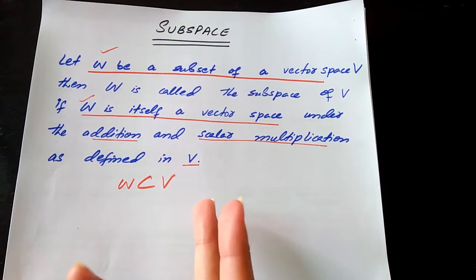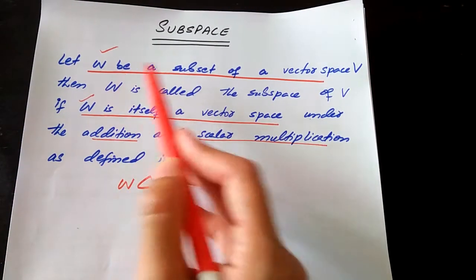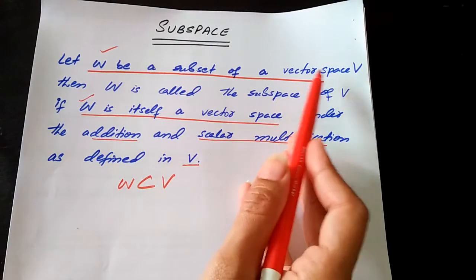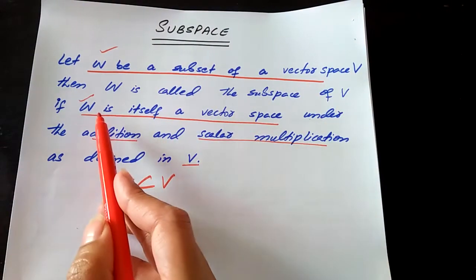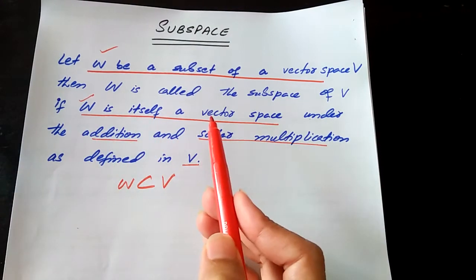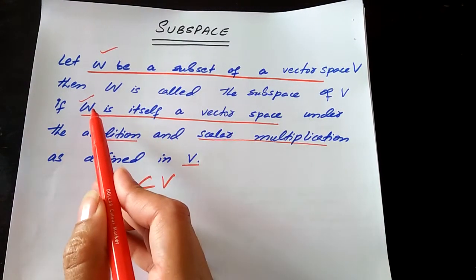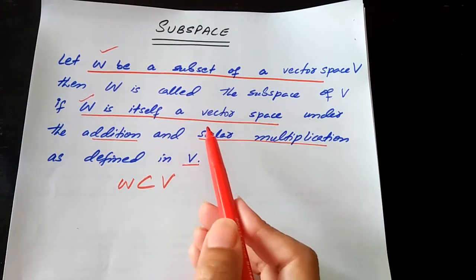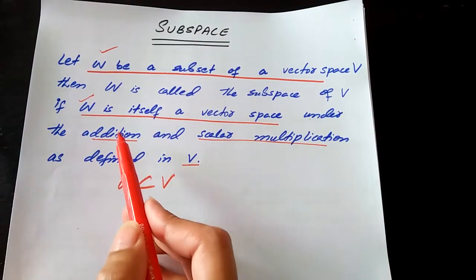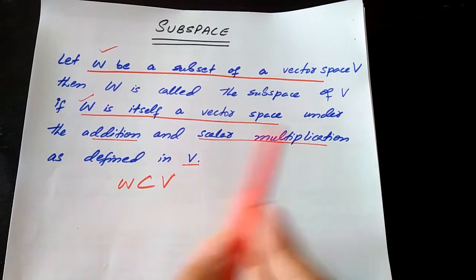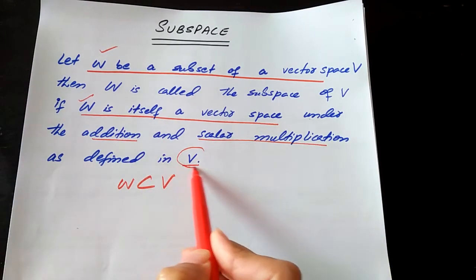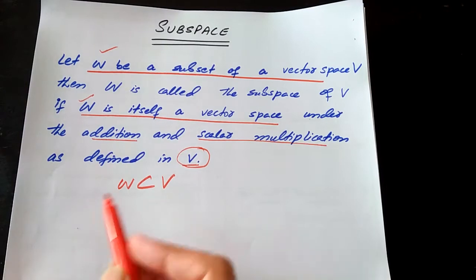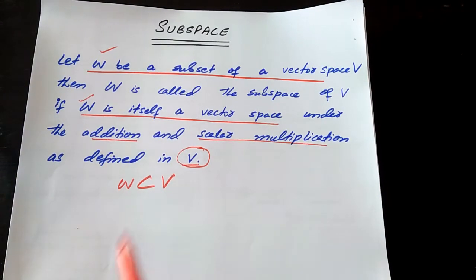So what are the two main conditions? The first condition is W must be a subset of a vector space V, and you prove all the axioms of a vector space for W. It means W is itself a vector space, and under which operations? Under addition and scalar multiplication that are defined in the main vector space V. Then we can say W is a subspace of V.